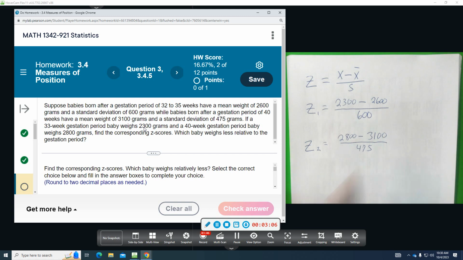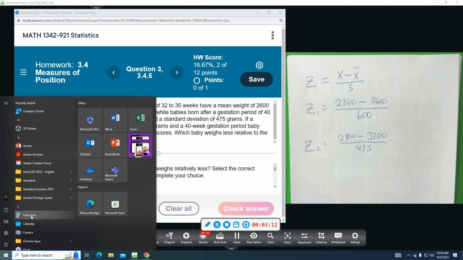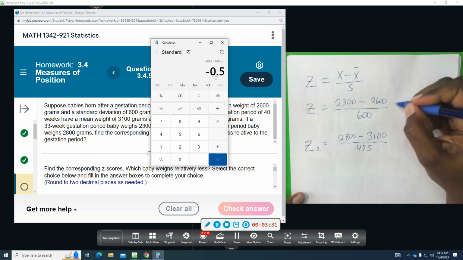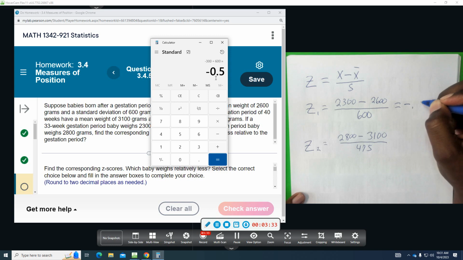Okay, so we're just going to compute these two numbers. I'm going to use the calculator. I'll just use the basic one, I don't have the other one open yet. So I'm going to do 2,300 minus 2,600. That's just going to give me a negative 300, and I'm going to divide by 600. It's going to give me a negative 0.5. So this z-score is negative 0.5.